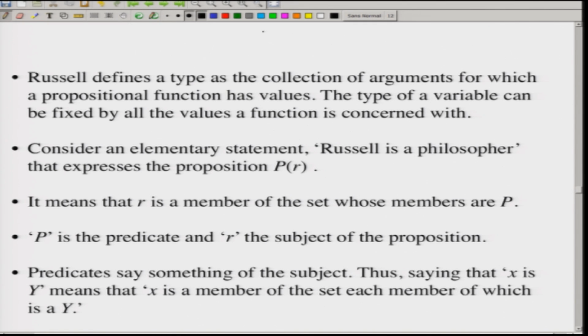Russell defines a type as the collection of arguments for which a propositional function has values. What does it mean? Suppose a propositional function. What is a propositional function? Something like Mx. It is a function. Why? It takes a value and yields a statement. For example, it takes R, meaning Russell, and yields a statement that is Russell is a man. Now, all the constants Mx can take would somehow constitute one type.